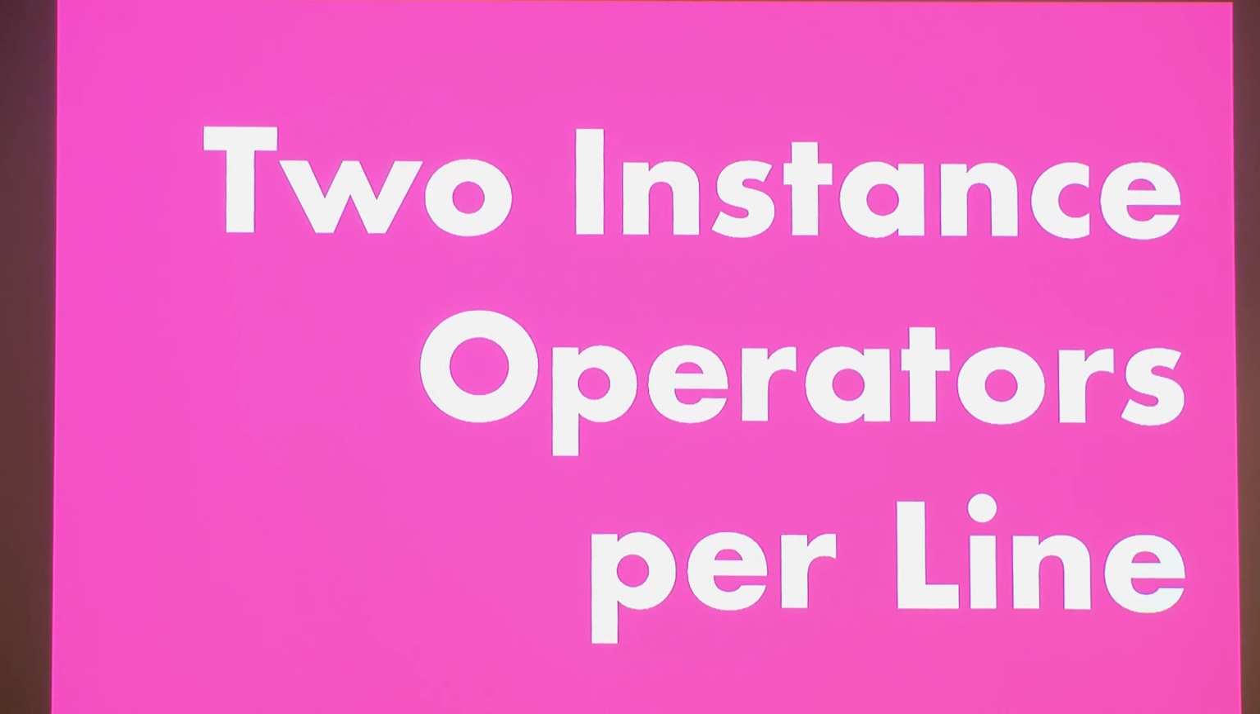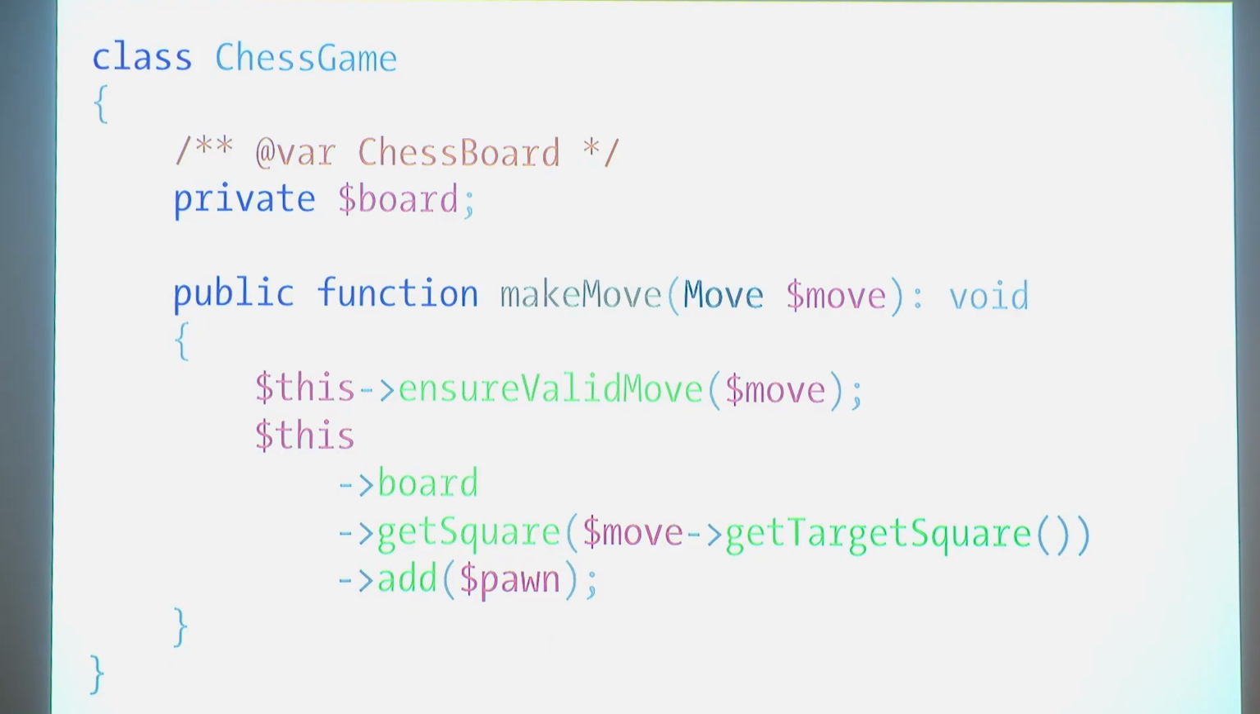Two instance operators per line. This one again is also a bit extreme, as you will see. That means you should not have more than 2 arrows per line, per statement. In this case, as you can see, I have 1, 2, and 3 instance operators that are called consecutively. That means my chess game class has too much knowledge. My chess game has knowledge of the chessboard, which is a close neighbor or close delegate.